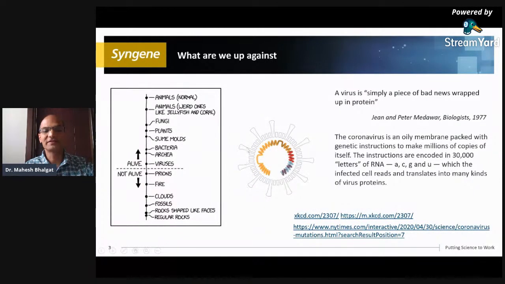Here's the structure, or a very simplistic cartoon of the virus. It's an oily membrane packed with genetic instructions, which are the instructions to make millions of copies of itself. And these instructions are in the form of an RNA. The building blocks of RNA are the nucleotides A, C, G, U. And it is this viral material that gets infected and then leads to multiplication of the virus. So we are up against something really complex, rather small in terms of its size and even in terms of its genome.